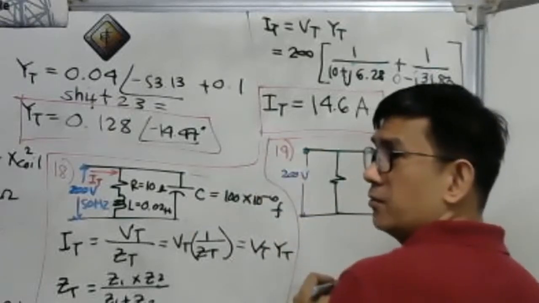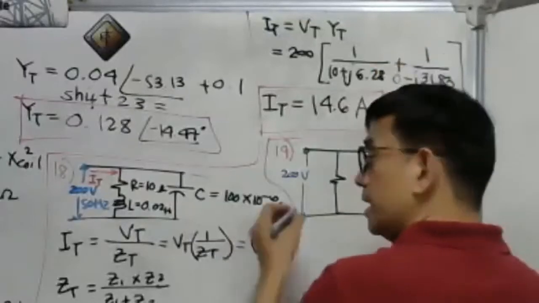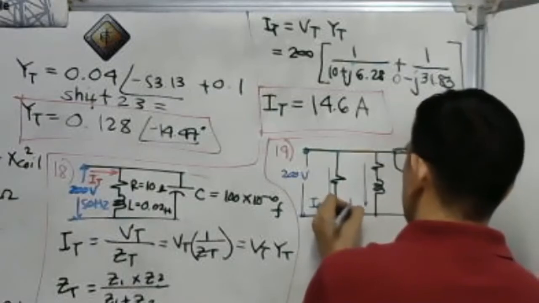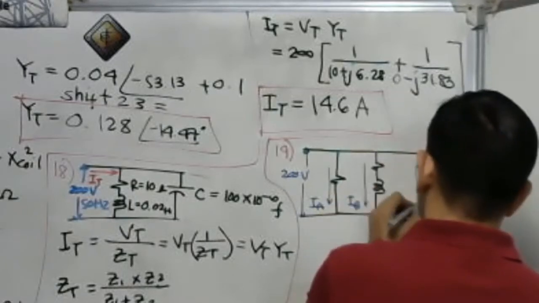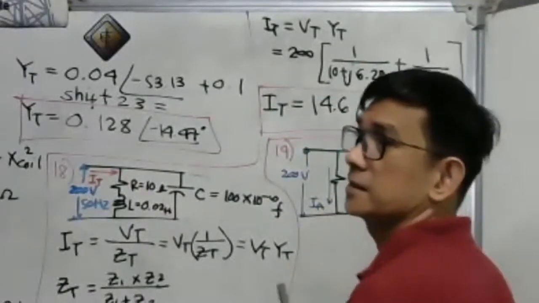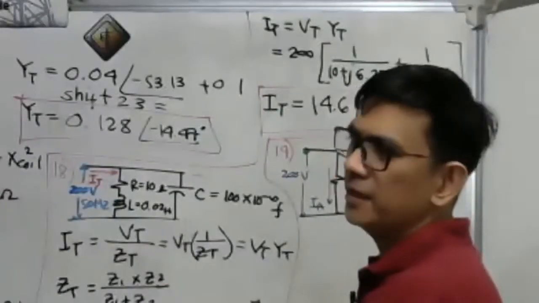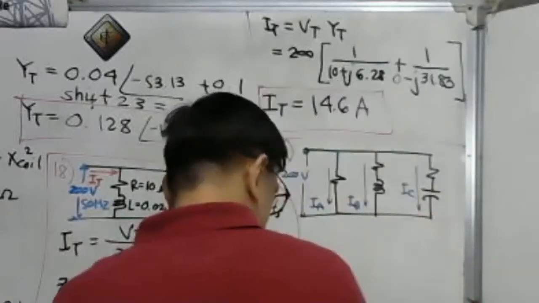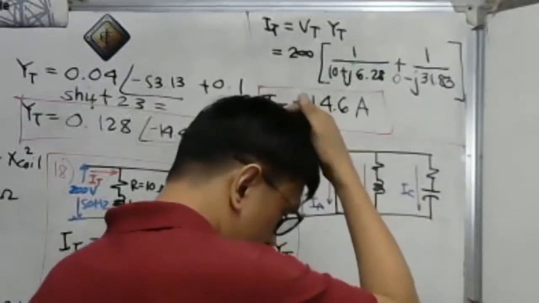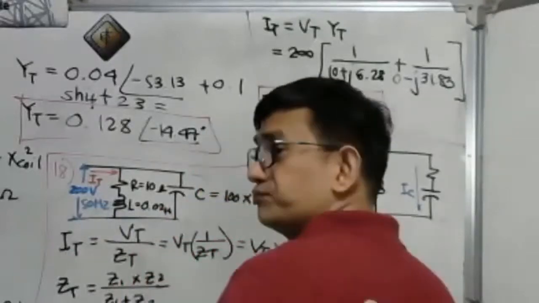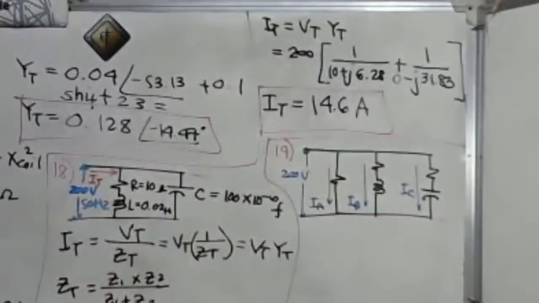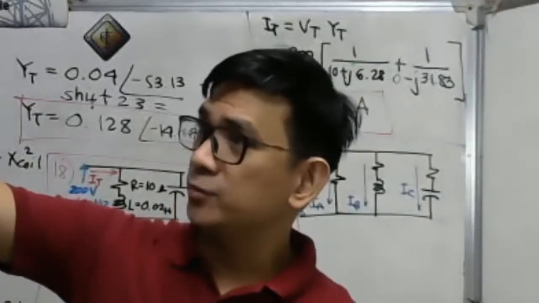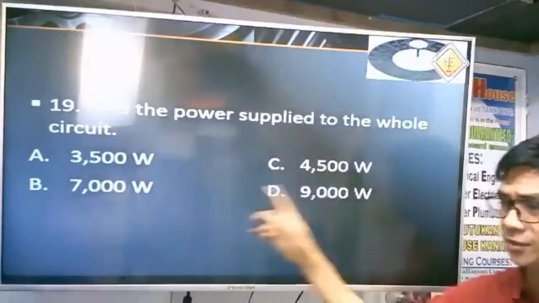Then we have our IA, our IB, and our IC. So we are given the power factor and the current for each branch. What we're going to do here is, first, of course, find the power supplied to the whole circuit, in terms of watts, as shown here.